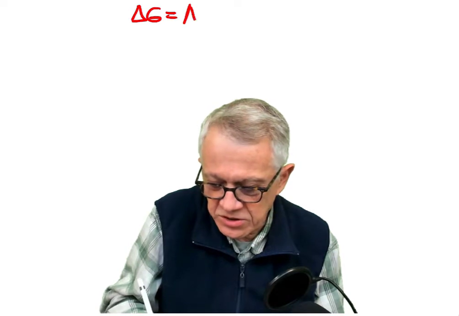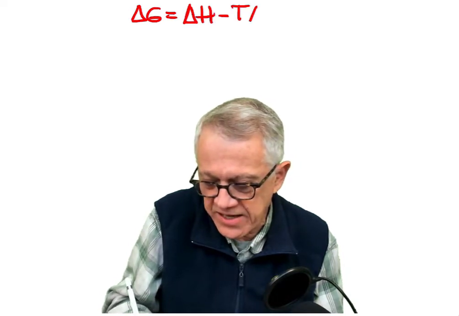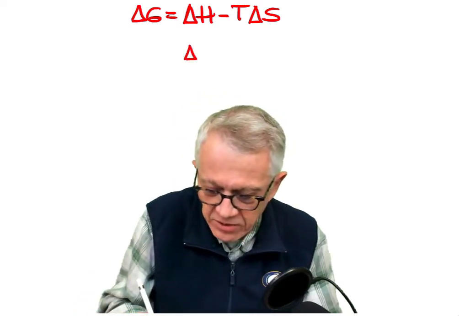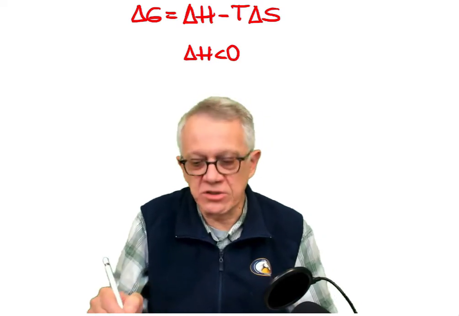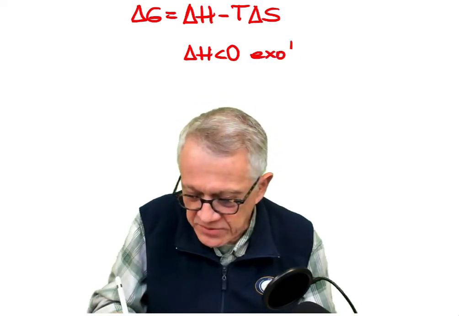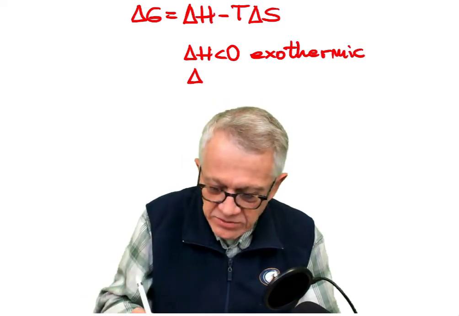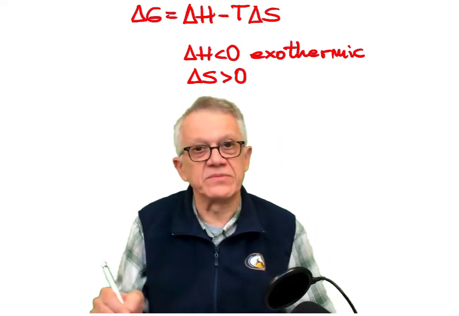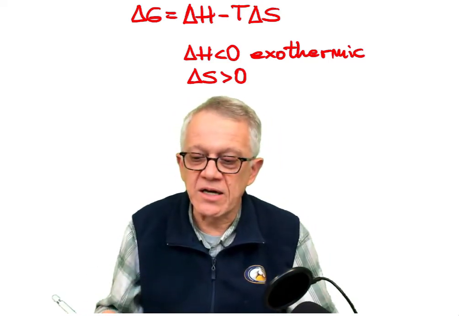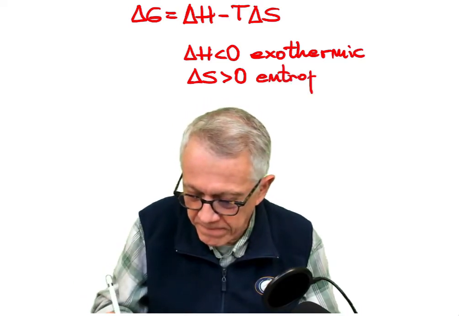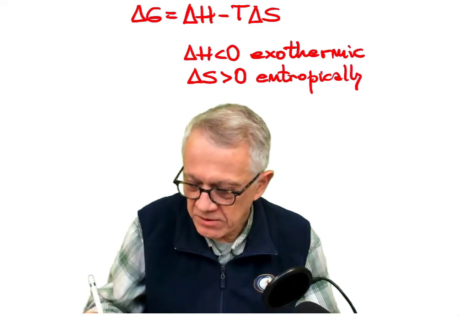Let's continue here to analyze a few cases. Let's go again and write the Gibbs equation. Delta G equals delta H minus T delta S. The more you write, the more you remember that. Let's take a case here of delta H being smaller than 0. That's called an exothermic reaction, producing heat. And delta S is larger than 0. It's a reaction that is going to be increasing entropy, which is a very favorable process. It's an entropically favored reaction, for example.